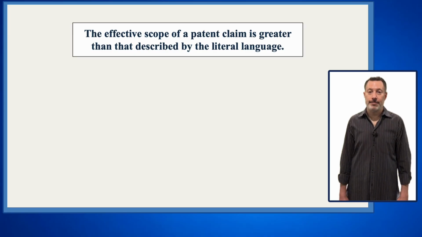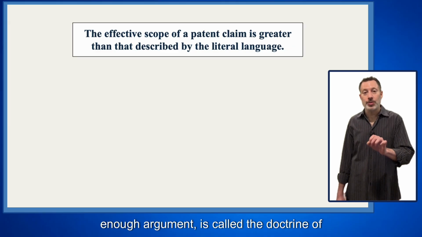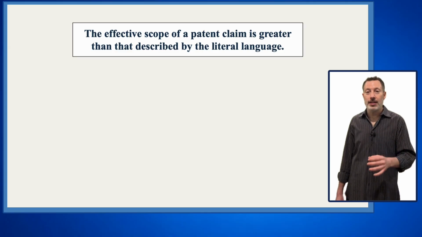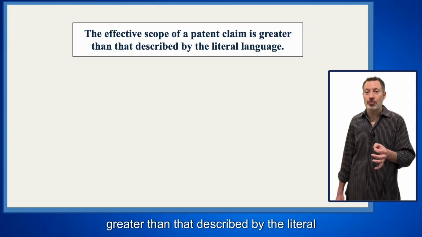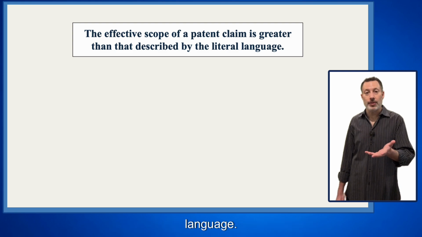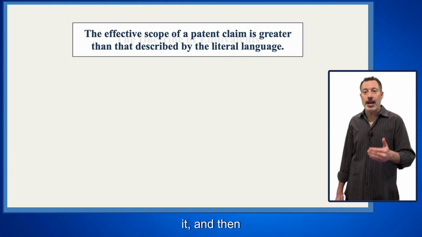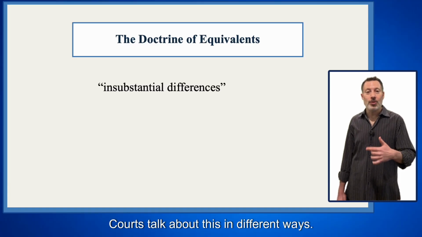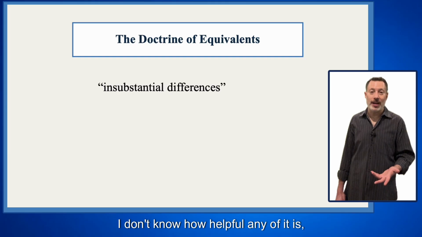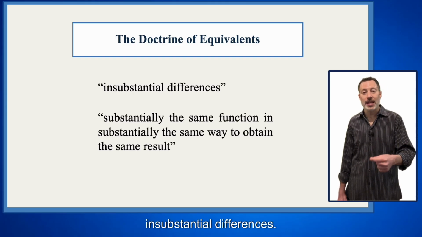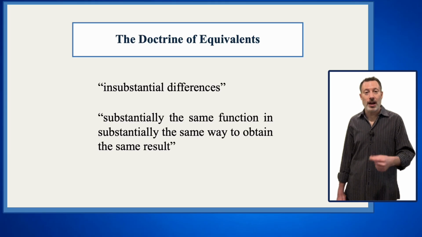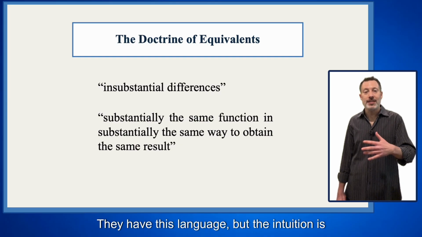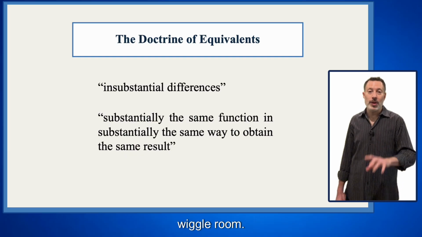But it's infringing anyway. And the way you get to argue that close enough argument is called the doctrine of equivalence. And as I write into the slide, the effective scope of a patent claim is greater than that described by the literal language. So we do the literal language, we construe it, and then you also can get the doctrine of equivalence. Courts talk about this in different ways. I don't know how helpful any of it is, but they say you can go after insubstantial differences, or you can go after the accused product if it does substantially the same function, substantially the same way to obtain the same result. They have this language, but the intuition is wiggle room.